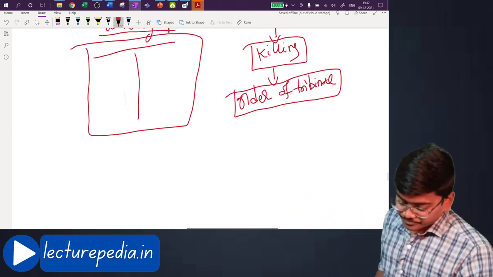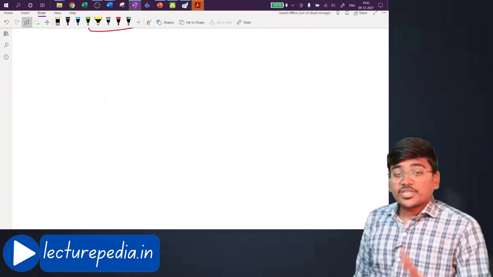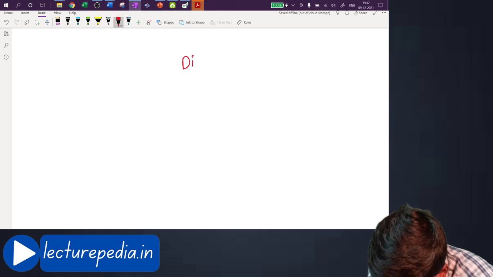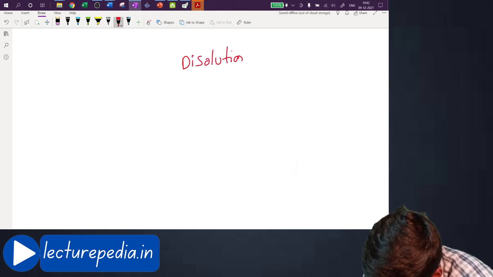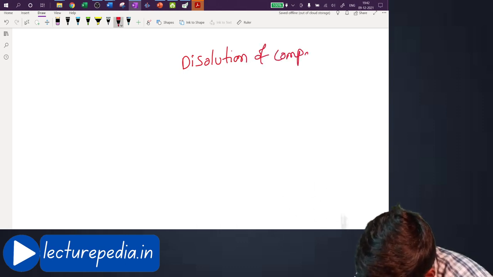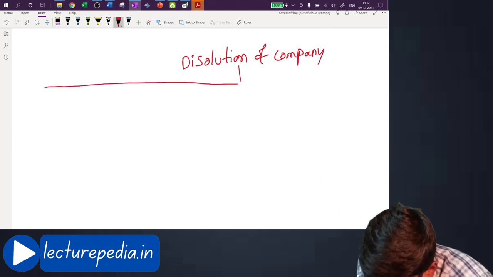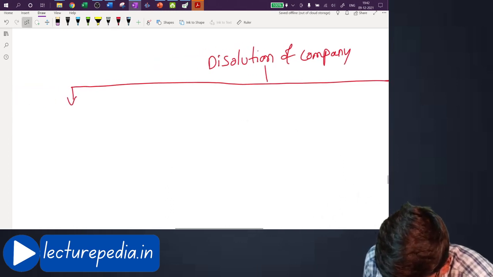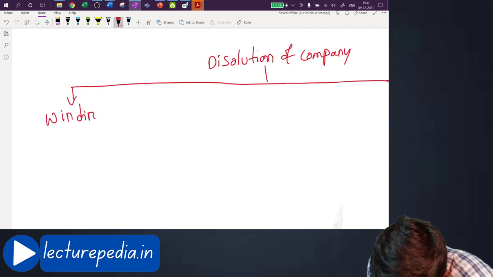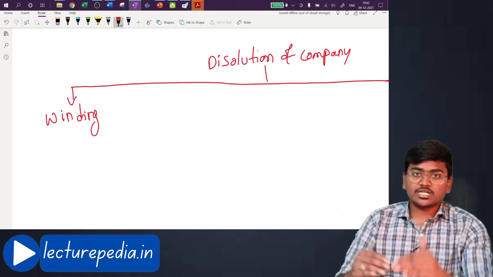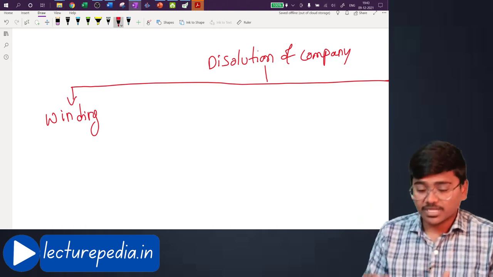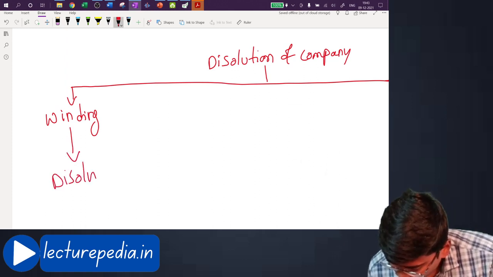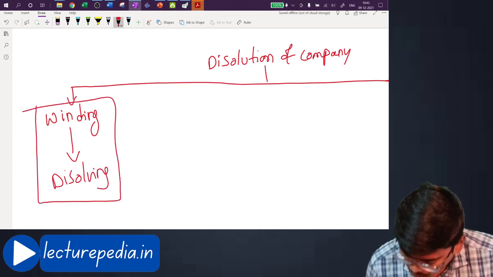Now let's see. We can dissolve the company in two ways. See, here the interesting part comes. Dissolution of a company can be in two ways. The first one is through winding up. That means first of all you have wound up the company, that is, you have made the balance sheet of the company nil. After that you are dissolving. This is the one process that can be followed to dissolve the company.